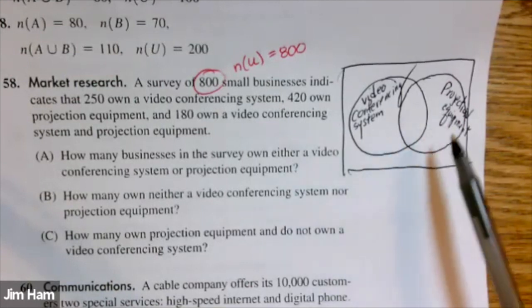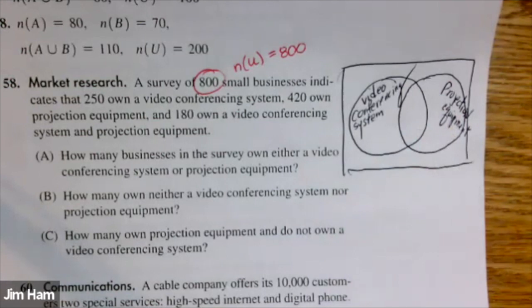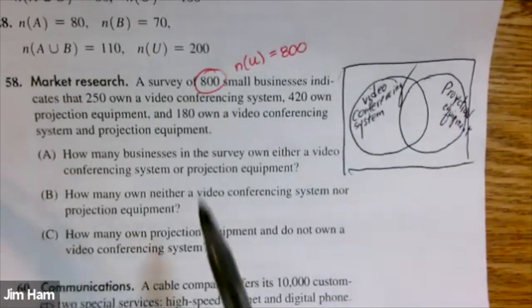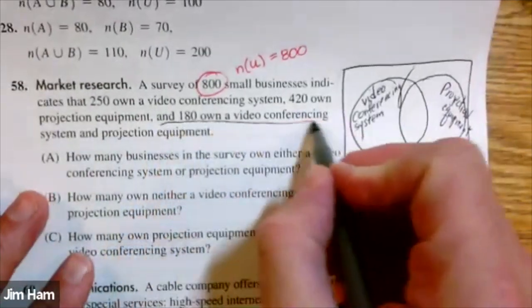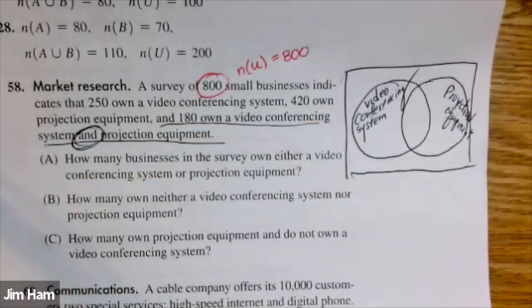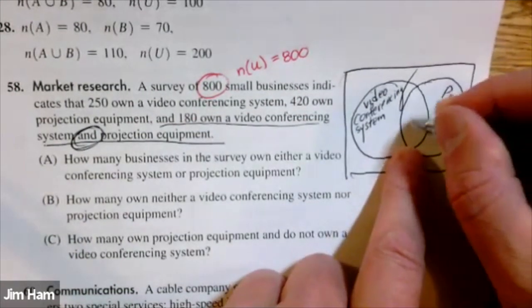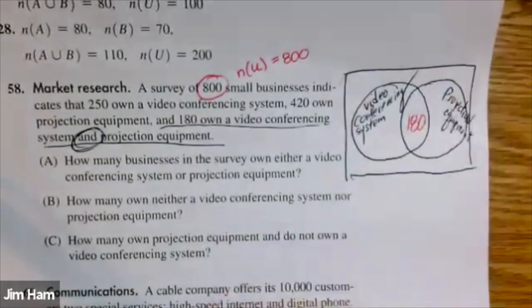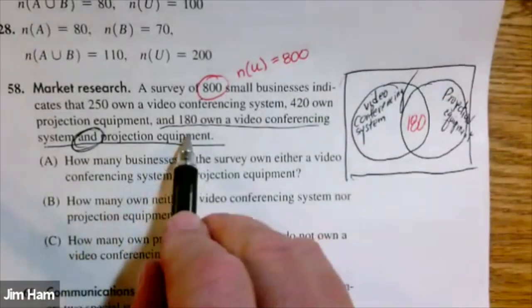Okay, we have 1, 2, 3, 4 numbers to place in here. So it's a problem similar to the earlier one. You just have to use the words. Where are you going to put this one? The keyword and. And means intersection. So 180 own both of those things. See where that would go? These folks in here own both. So we have 180 in there. That's where we place the first clue.